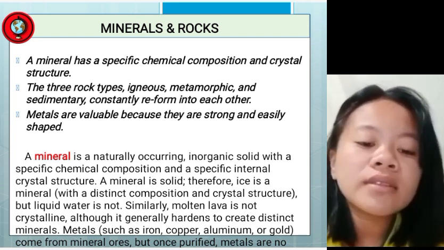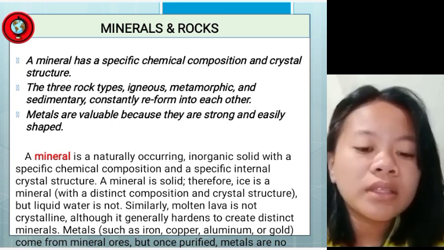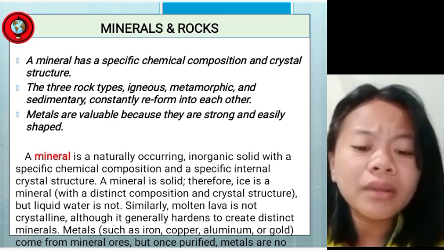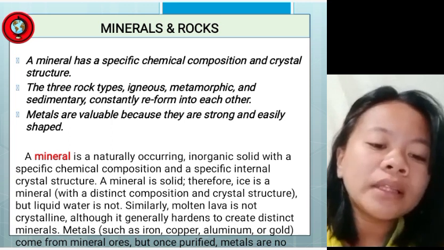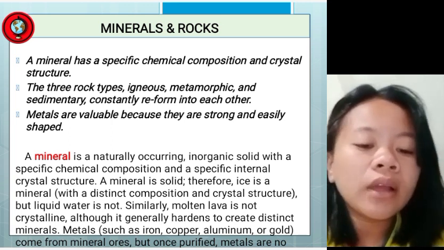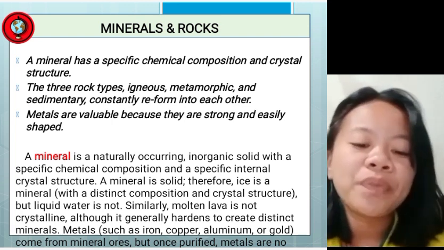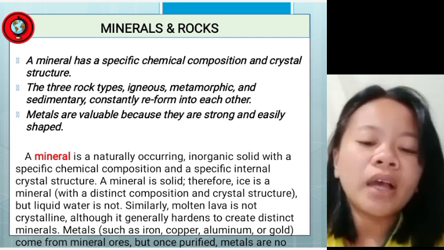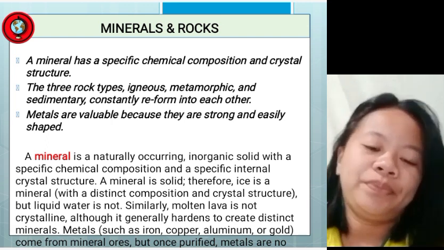A mineral is solid. Therefore, ice is a mineral with a distinct composition and crystal structure, but liquid water is not. Similarly, molten lava is not crystalline, although it generally hardens to create distinct minerals. Metals such as iron, copper, aluminum, and gold come from mineral ores.